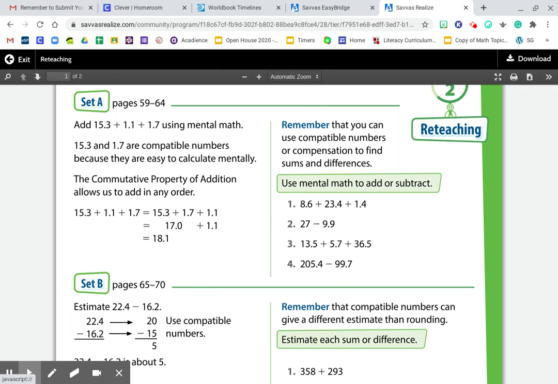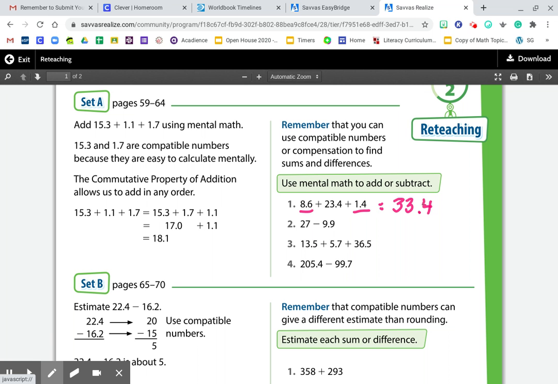things. So if I'm using mental math, I would probably stick these two guys together because I know 6/10 and 4/10 equals 1. So 8.6 plus 1.4 would equal a whole number, 10. 23.4 plus 10 equals 33.4.